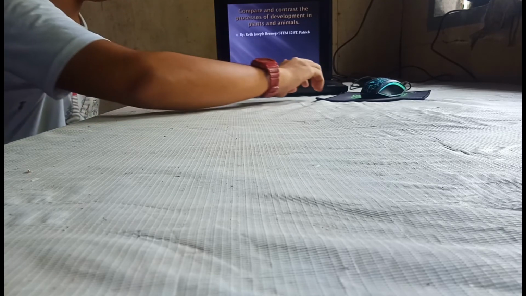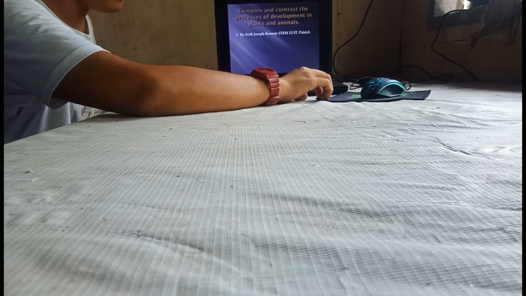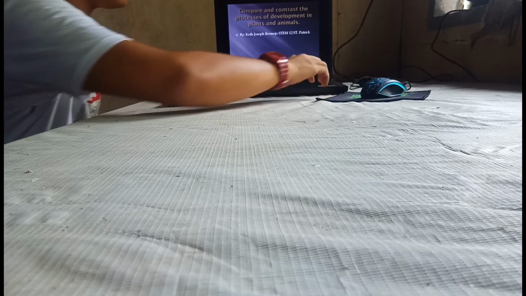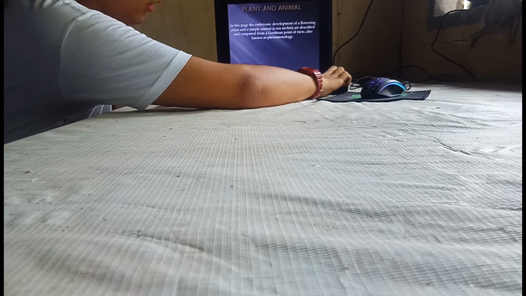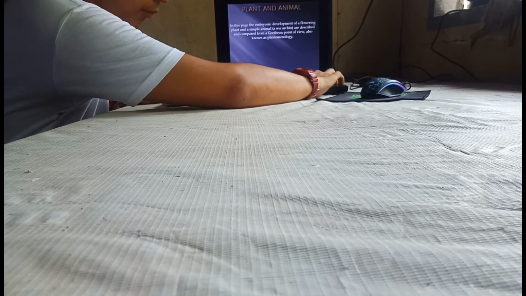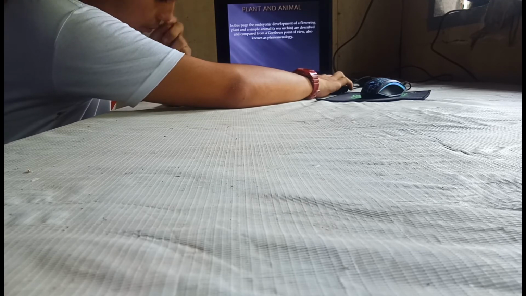Today, we will talk about comparing and contrasting the processes of development in plants and animals. On this page, the embryonic development of a flowering plant and a simple animal, a sea urchin, are described and compared from the Goldstein point of view, also known as phenology.